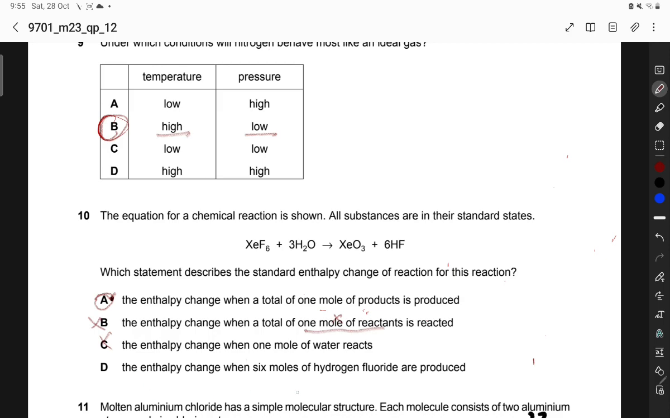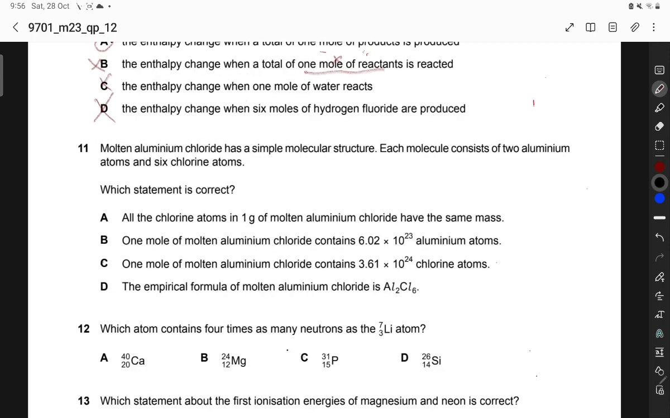Enthalpy change when 6 moles of hydrogen chloride are produced, no, this is also xenon trioxide, so this is also incorrect, so A option is correct. Enthalpy change when total of 1 mole of product.